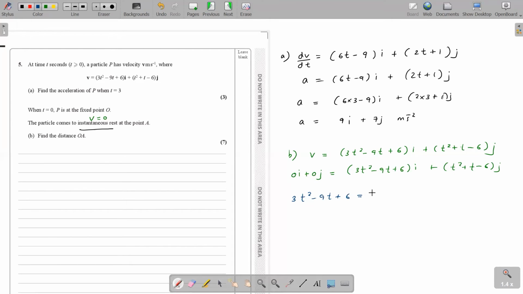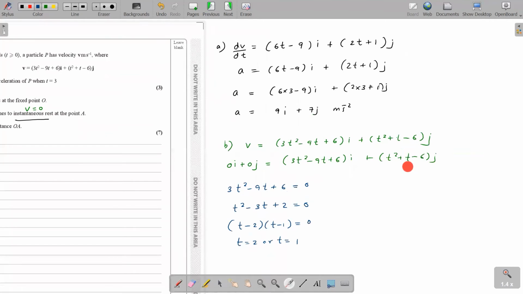So you make the i component equal to 0. Can I know the answer we get here? Dividing everything by 3, t square minus 3t plus 2. What are the two t values here? So I get t equals 1 or 2. However, this is not finalized. Why? I have to also get the t value that becomes 0 for j also.